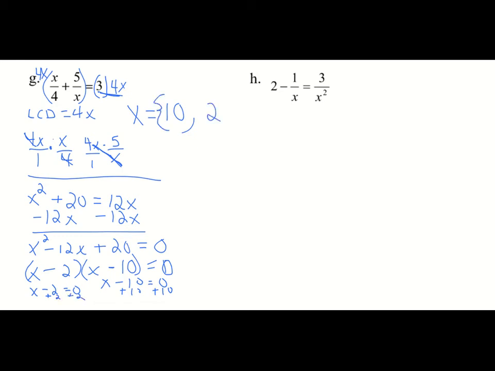So I have two solutions. And if I plug in 10, because it's just an x down here, because it's 10 and 2, it's not going to turn it into 0 because we're not doing anything to it. So those are two real solutions.